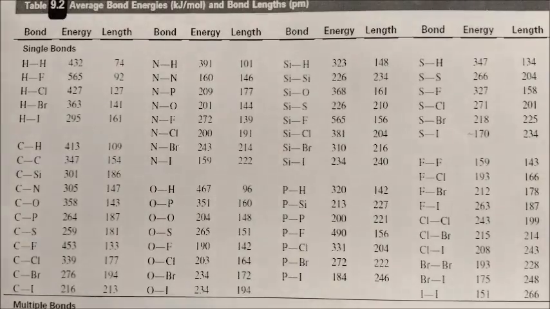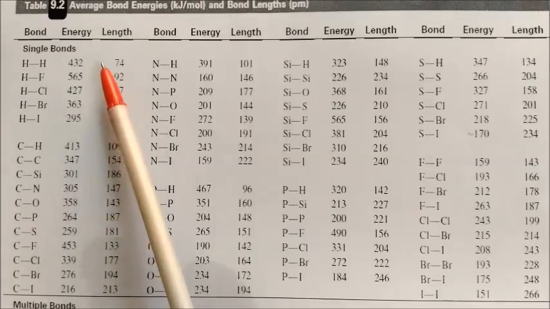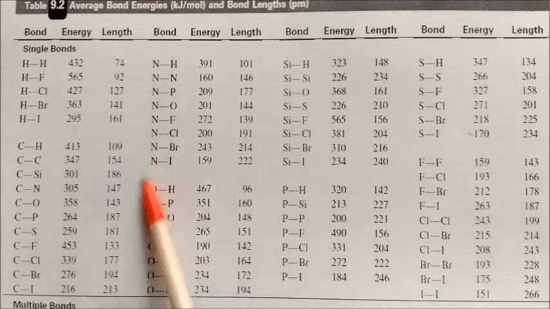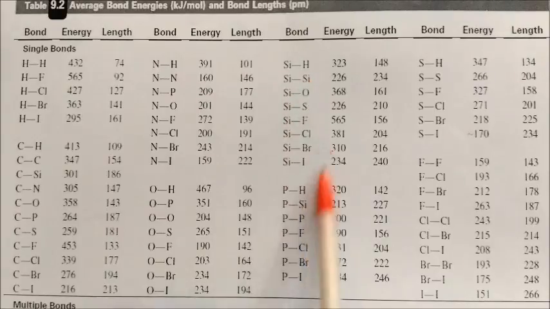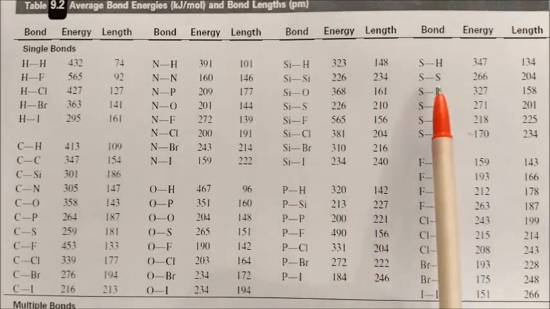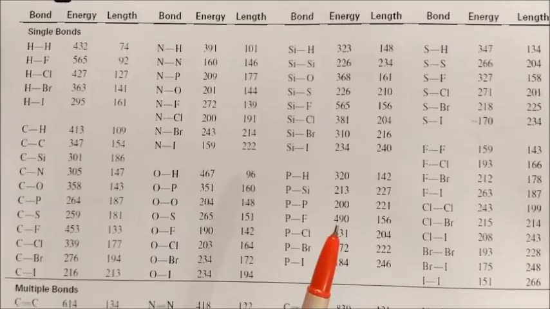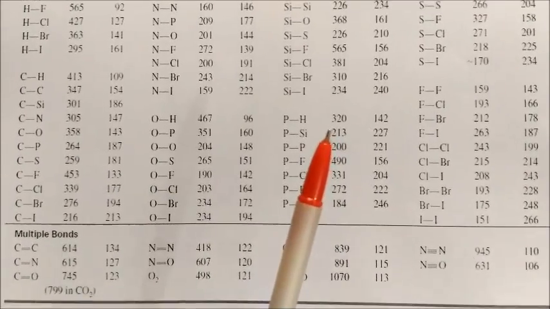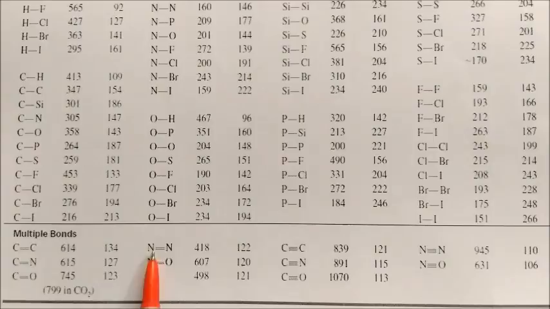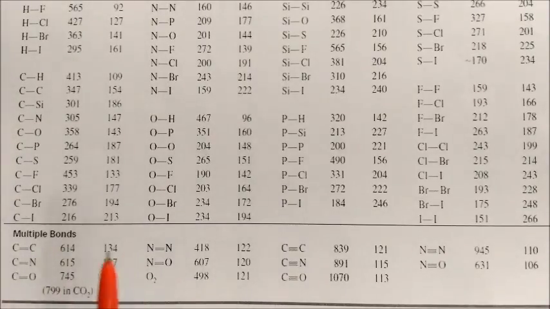So this is a table of average bond energy and bond length. You can compare. This is for hydrogen, this is the energy, this is the bond length. Similarly for this one, energy, length, and for sulfur, fluorine, chlorine, energy and length. You can easily see this and compare it. You can see it for multiple bonds also, like carbon double bond, C-N. This whole table will give you an idea about how bond length and bond energy are related to each other.